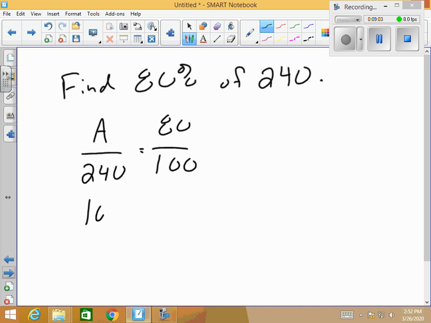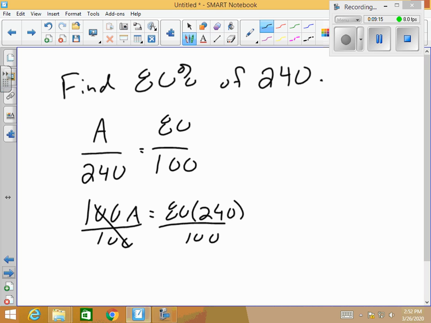So direct cross products, my direct proportion here, and I get 80 times 240 divided by 100, divide by 100, and A is 192, just exactly like how we found it if you had previously watched the solving percent problems using equations.